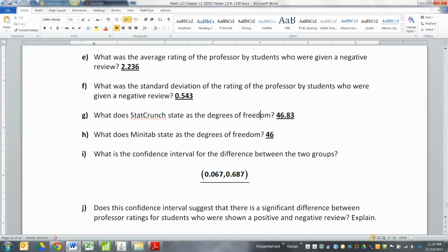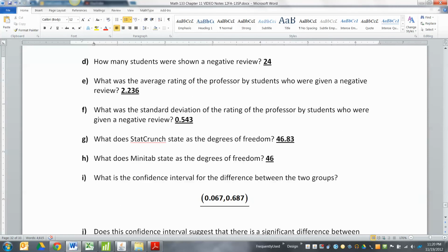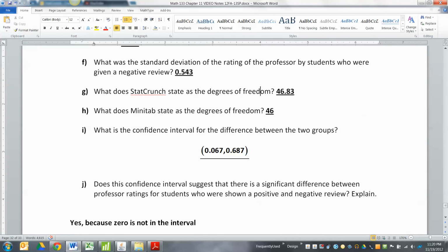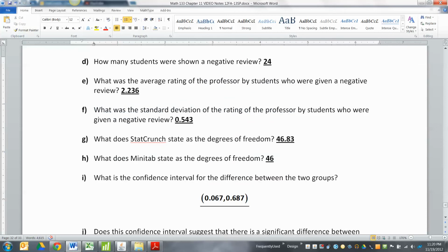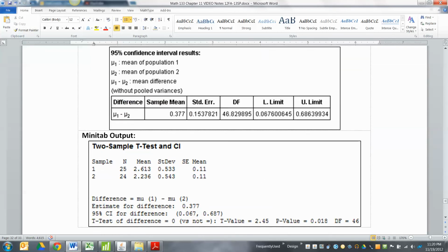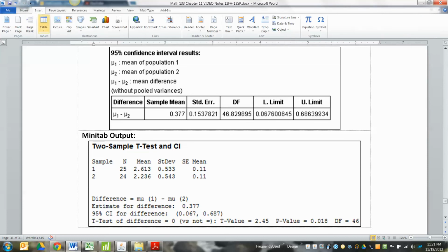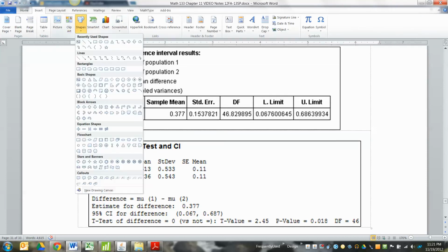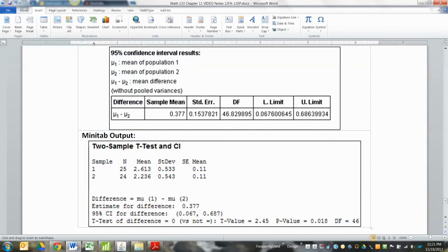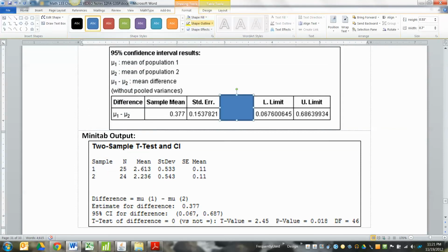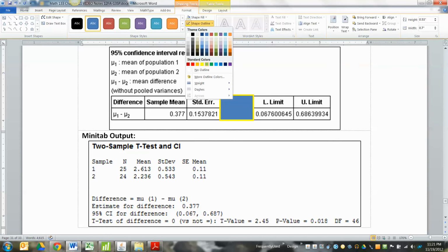The next thing: what does StatCrunch state as degrees of freedom? I think some of these questions were changed from what they might have originally been. So if your notes didn't say this, then just put these in, because I wanted you to see the difference. StatCrunch claims that the degrees of freedom is 46.8. Minitab does 46. Close, and they were close before. It has to do with their slightly different calculation systems, or maybe different settings that I had set up when I typed them in. That's fine.